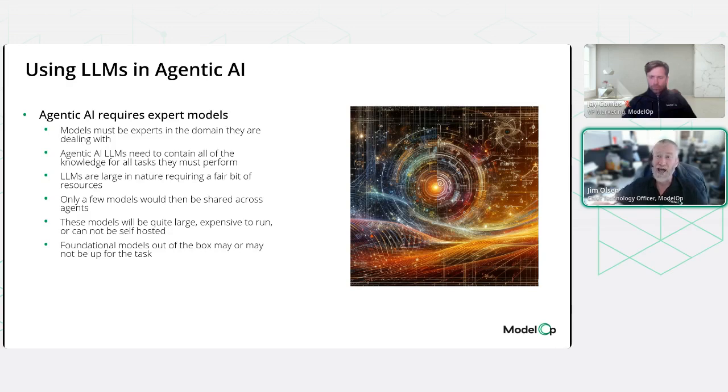The models have to basically be, as we mentioned, an expert in the domain they're at, but that means that the LLM is going to need to contain all of the knowledge for all of the tasks it's going to perform. You're not going to deploy 20 agents with 20 LLMs. I mean, you technically could, but that would be very, very cost prohibitive. They require a lot of resources, et cetera. So you're not going to have a ton of these out there.